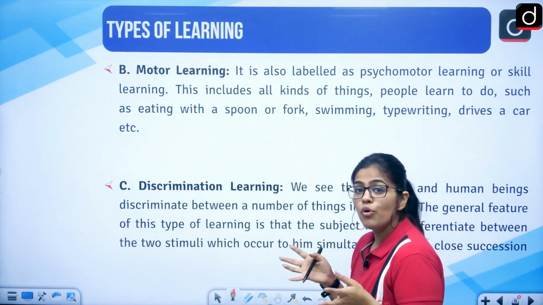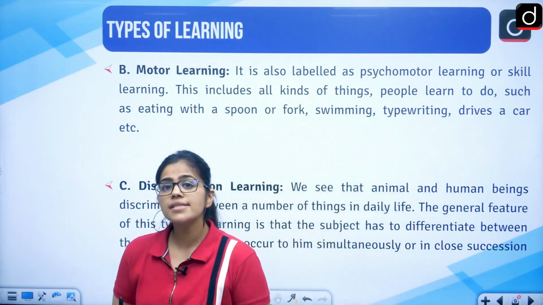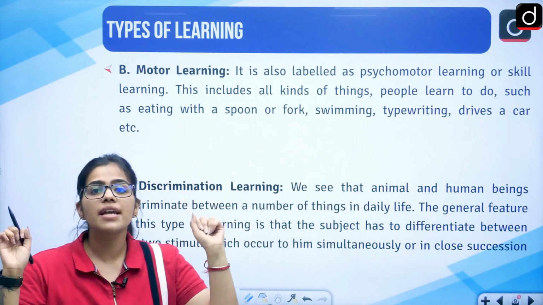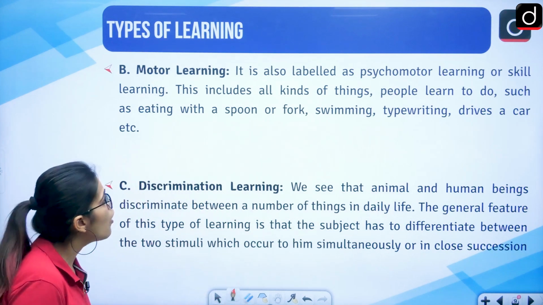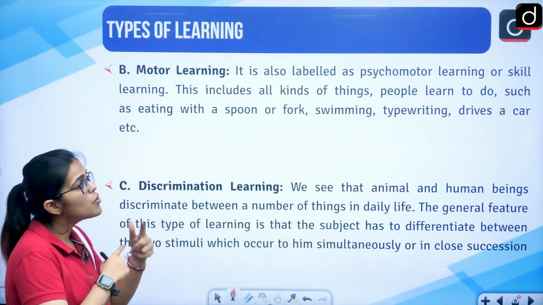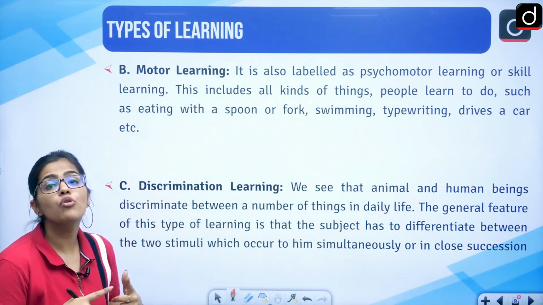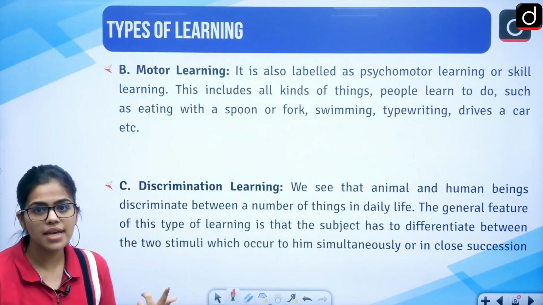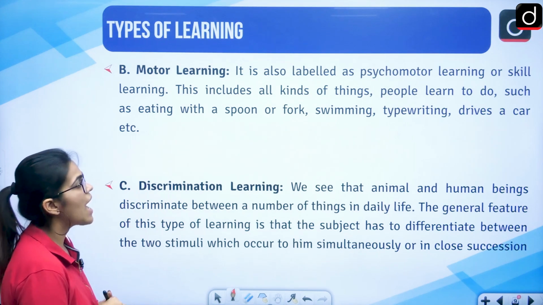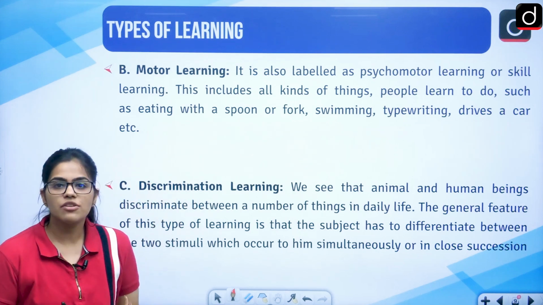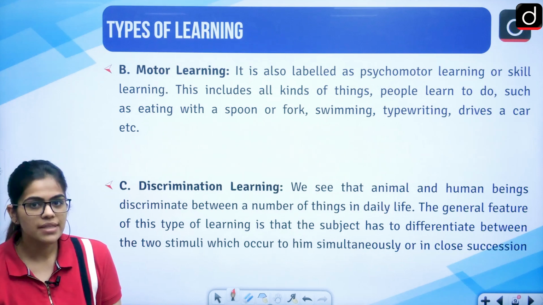When you tell something negative about a particular situation or a particular thing, aversive conditioning can happen. Then we have motor learning. So what are motor skills? We also have the psychomotor, that is, the kinesthetic movements. Your hands are involved. So when psychomotor learning is done, the skill is being learned. You use your own hands to learn things. This type of learning can be swimming, typing, or driving a car, etc. So you learn by doing things.